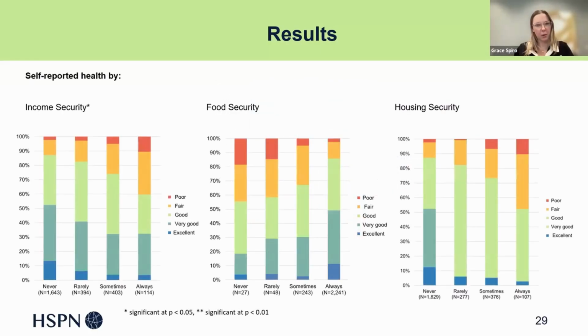To give you an example of how these socioeconomic status indicators were assessed alongside a patient-reported outcome measure, here we have self-reported health by socioeconomic status. The only one of these associations that was statistically significant was that of income security. And here we can see that those who were always struggling to pay their bills at the end of the month, or who were the most income insecure, also had the highest proportion of self-rated poor health.